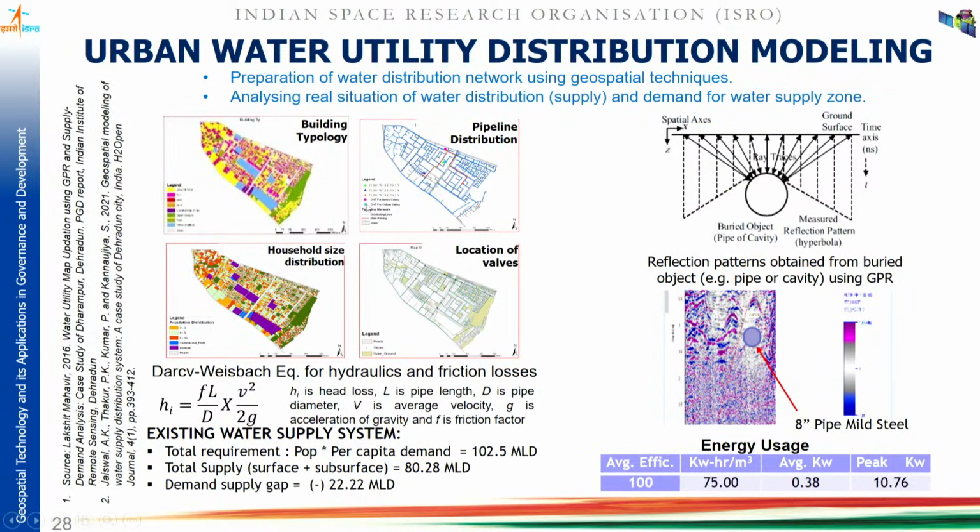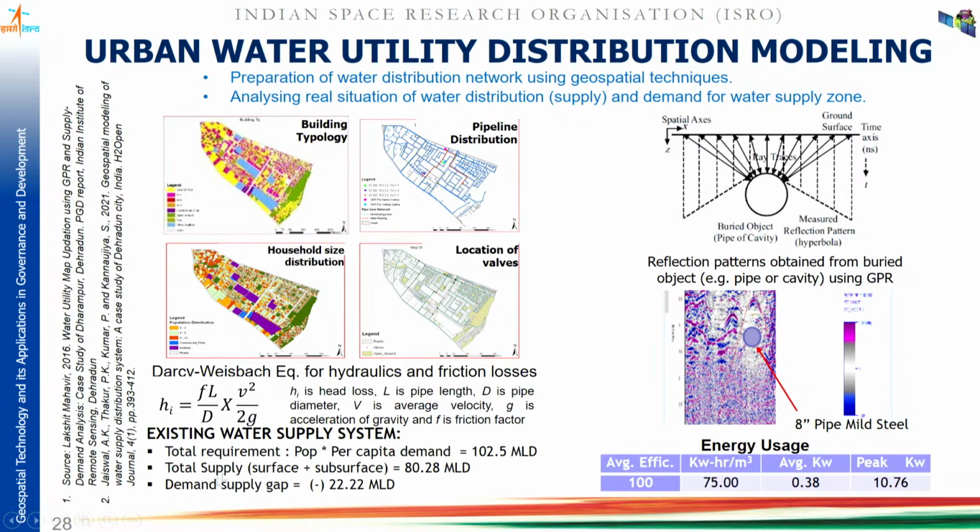Then using the GPR and all those things, we have tried to study the water utility distribution modeling in our study area. You see, this is the data from a GPR which shows you what is the depth and basically what is the type of material of the pipeline that is there.